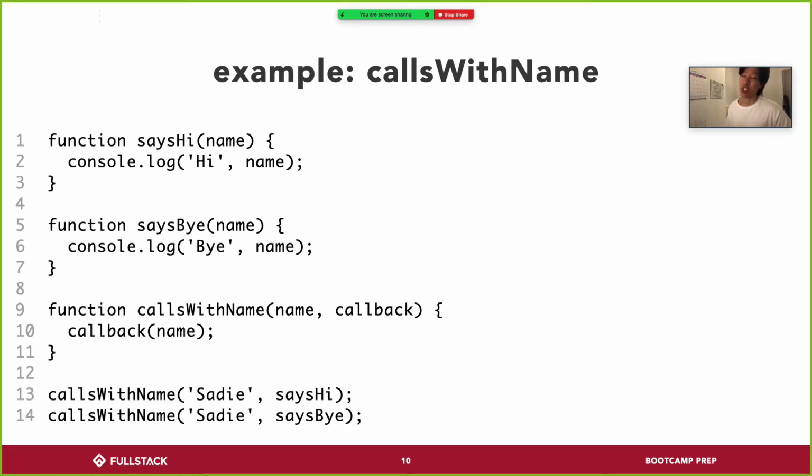It's just the name of the function happens to be different, and in this case it's generic and it's called callback. But callback is the function on line 5, and callback is the function on line 1, depending on what function gets passed in.